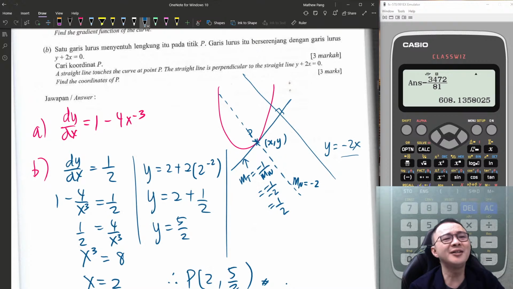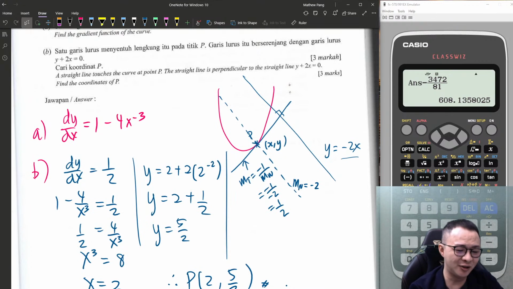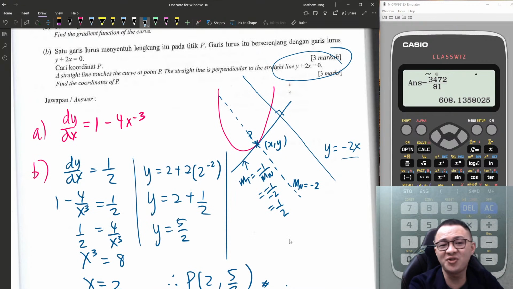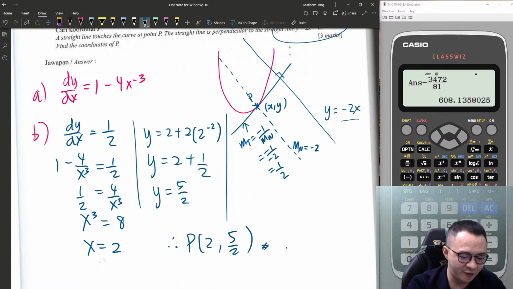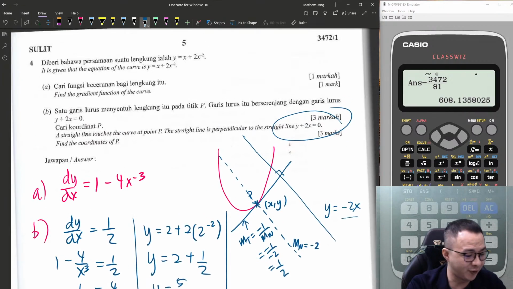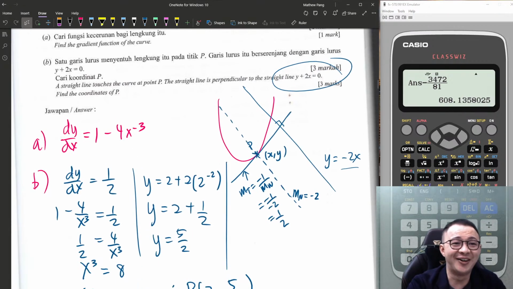Alright, I think the only challenging part is that a lot of students do not know how to use this straight line y plus 2x equals 0. If you have the idea of how to use it, this question shouldn't be too difficult. But compared to other dy/dx, normal and tangent questions, this one is considered quite tricky. Okay, anyway, I hope you can understand and find it helpful. Let's move on to the next question.